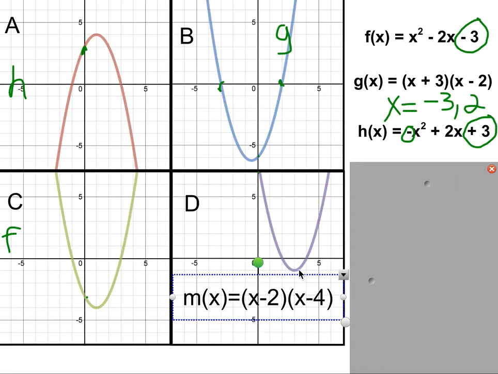Or the other way is by the vertex. The vertex is positive 3, negative 1. So let's look at this. This would be vertex form: x minus 3 squared minus 1. Change the sign, keep the sign.